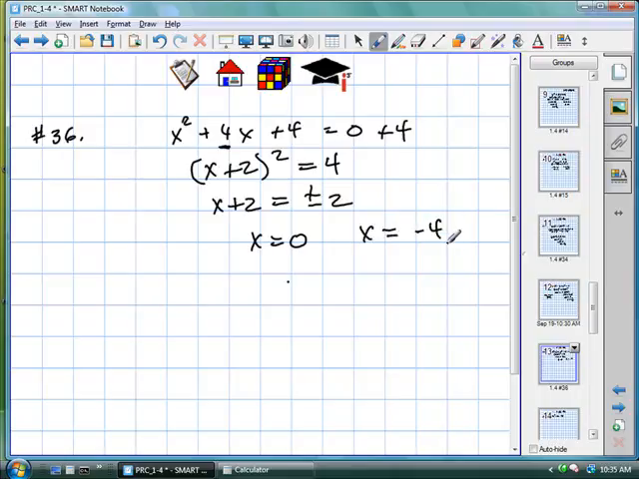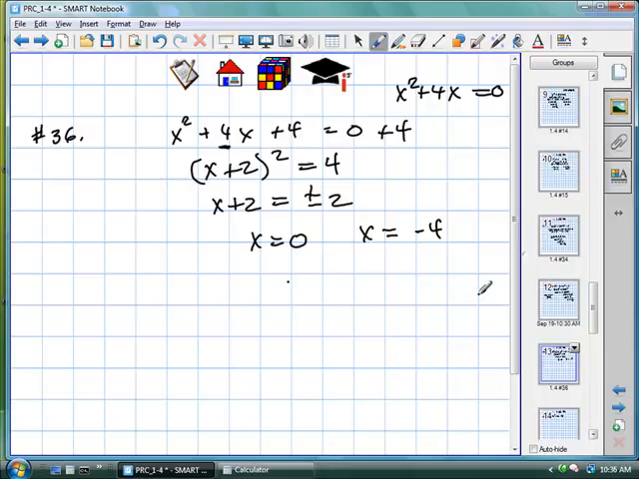The only thing wrong with me writing it this way is you can't see the original. Let me just quickly repeat. This one's so short, let's quickly check it. You plug in a 0, does it work? 0 squared plus 4 times 0 equals 0. Yeah. How about negative 4? Positive 16 minus 16 equals 0. They both check. Okay, cool.